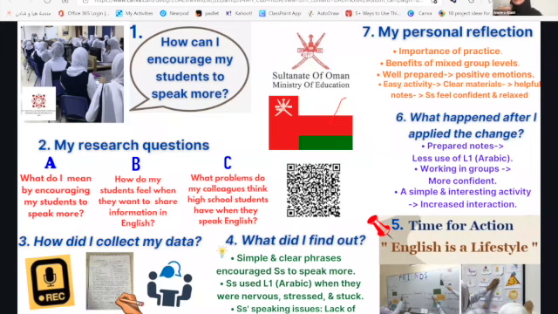Now let's look at what I did to solve these problems. I proposed a project called English is a Lifestyle. As you can see in these two pictures, it is focusing on speaking. I divided my three classes into groups.